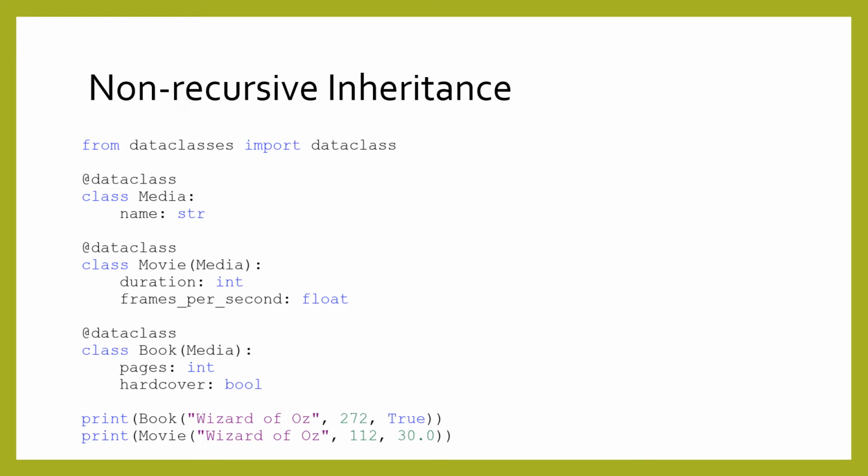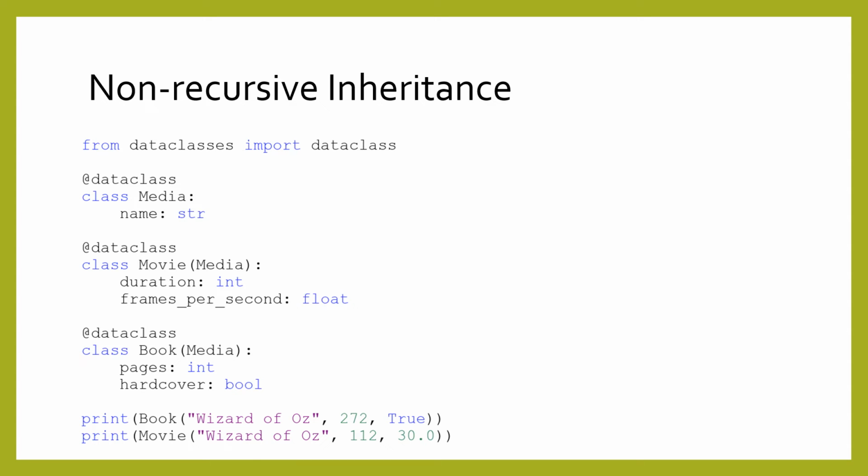Inheritance actually has nothing to do with recursion. Inheritance is a powerful feature of classes that allow us to reuse fields and functionality between related data classes. This is also useful for describing related types of objects. In this example, since we put media inside parentheses in the headers of both movie and book, we have established an inheritance relationship. That means that all books are media, and all movies are also media.